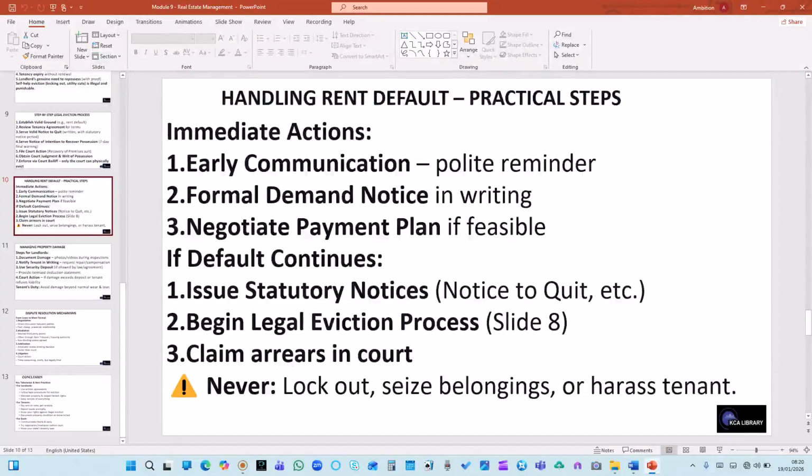Then if the tenant refuses to vacate after the expiration of the quit notice, the landlord will now begin the legal eviction process, as we have just explained. Then the last step is to claim arrears in court. So the court will help the landlord to claim his arrears during the court judgment. Now, there is an important tip here to note. The landlord should not lock out, seize belongings, or harass the tenant. It is the court that has the right for legal eviction.